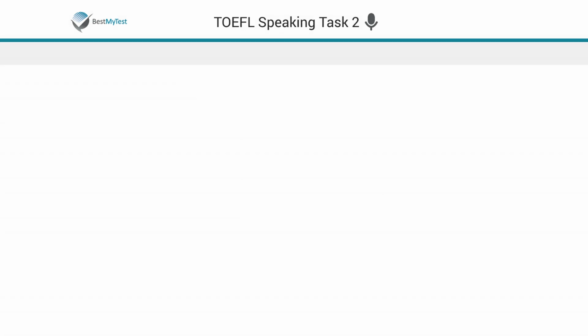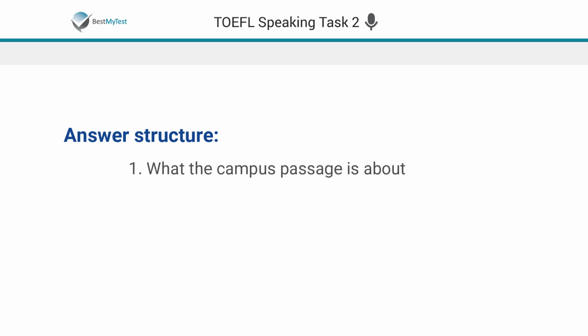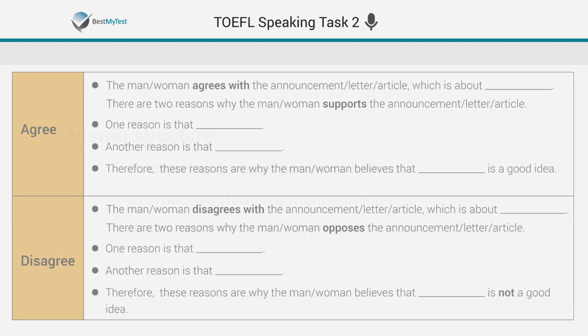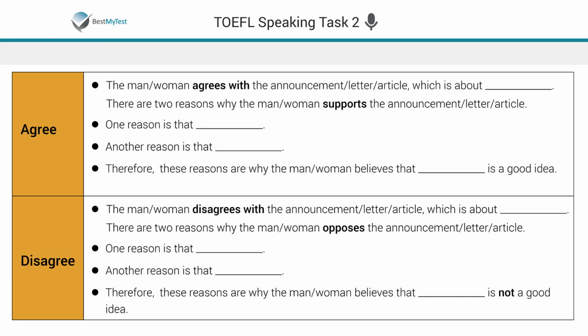All right, so to get a high score on this task, your answer must cover all of the following. You must say what the campus passage is about. You must say what the student's main opinion is. And then you must give the 2 reasons for that opinion. Your answer has to have all 3 of those things. So here's an answer template that we recommend. It's going to cover 2 scenarios. One is for a scenario where the student agrees, and the other is for when a student disagrees.